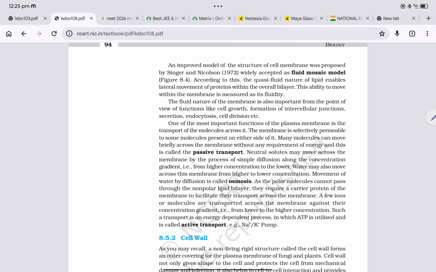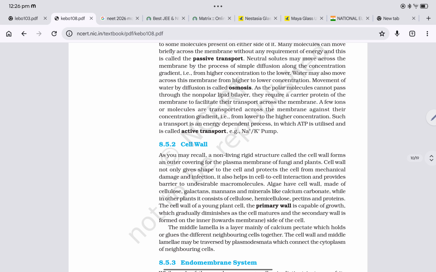One of the most important functions of the plasma membrane is the transport of molecules across it. The membrane is selectively permeable to some molecules present on either side of it. Many molecules can move freely across the membrane without any requirement of energy, and this is called passive transport. Neutral solutes may move across the membrane by the process of simple diffusion along the concentration gradient, that is, from higher concentration to the lower. Water may also move across this membrane from higher to lower concentration. Movement of water by diffusion is called osmosis.